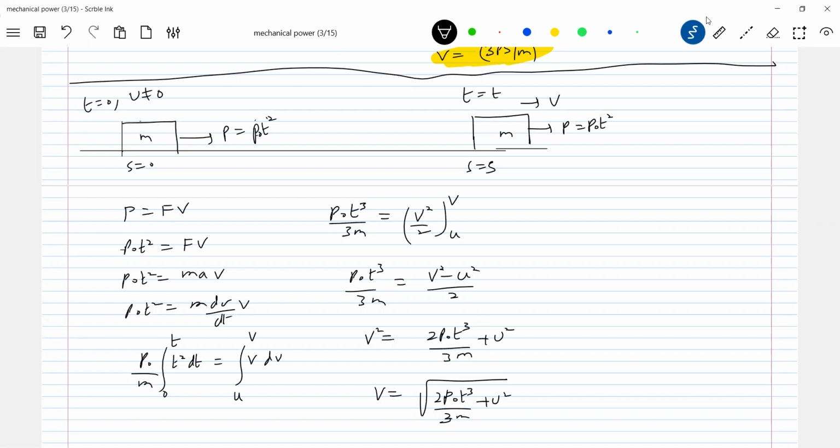If you have v as a function of time, then you write ds by dt and replace v there. You have to manage with mathematics here, nothing big.